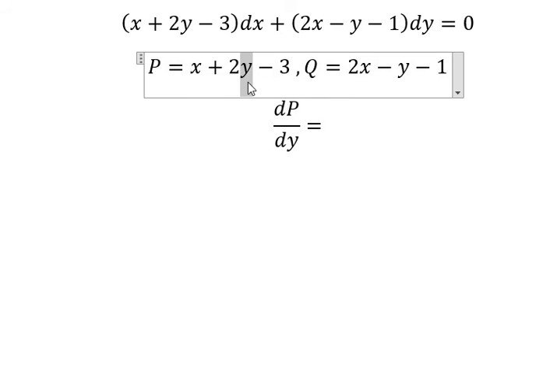First, the derivative of y, you get 1, so we have 2. This one, we don't have y. So if we do first the derivative, you get 0.